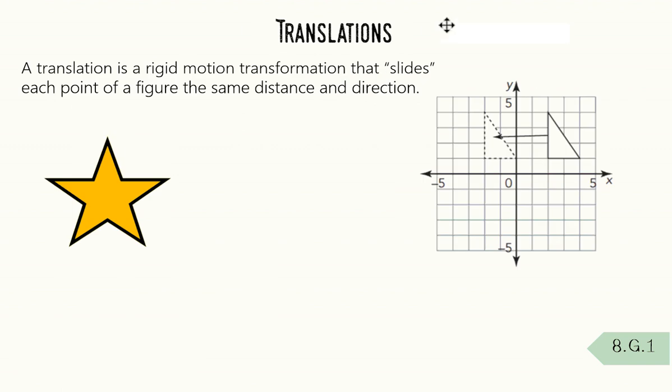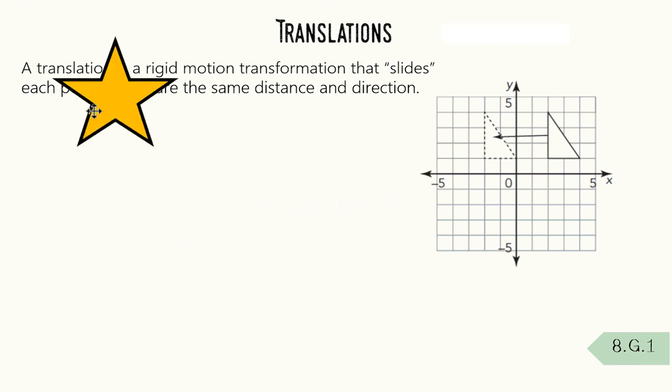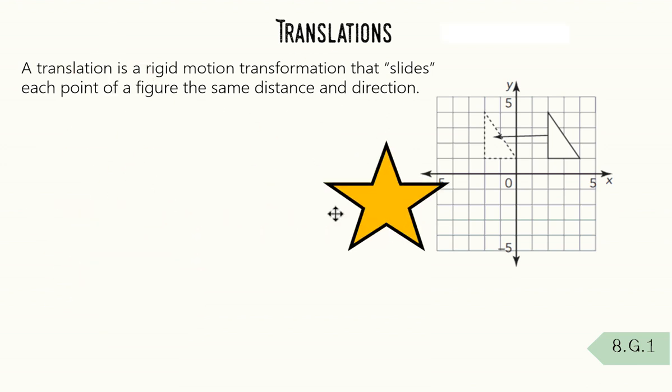So when we are doing translate, rotate, or reflect, all are rigid motions which preserve size and shape. We are going to end up with two figures, and they're congruent to one another. They're the same shape and same size. If I move this star, I'm sliding it. That's an example of a translation.